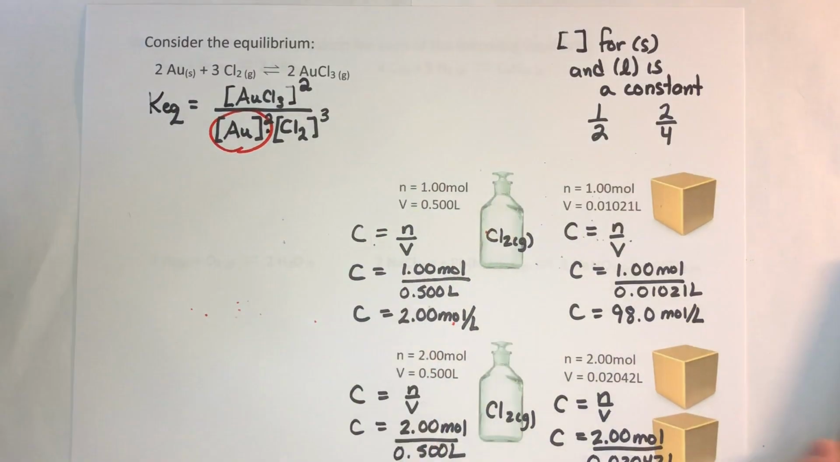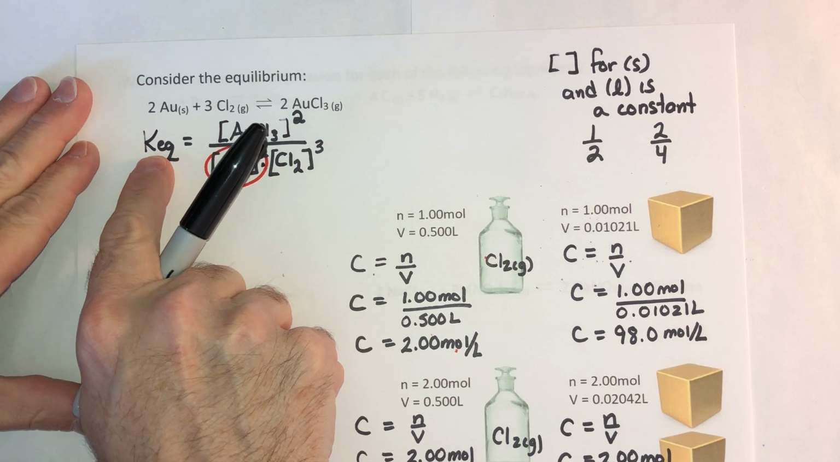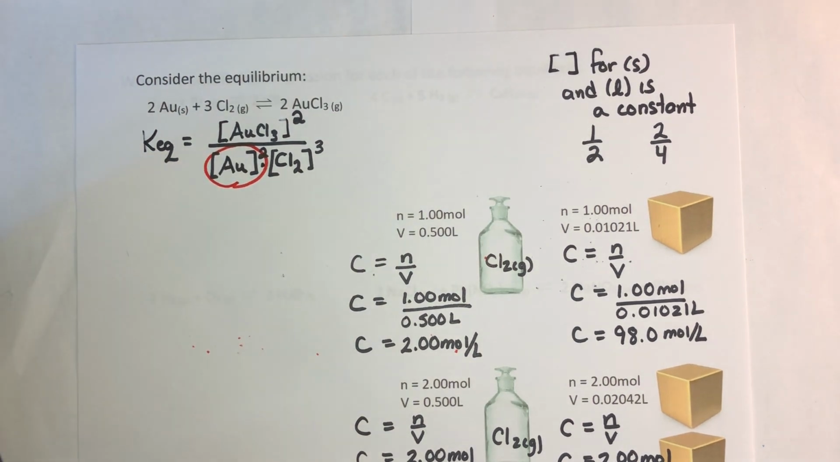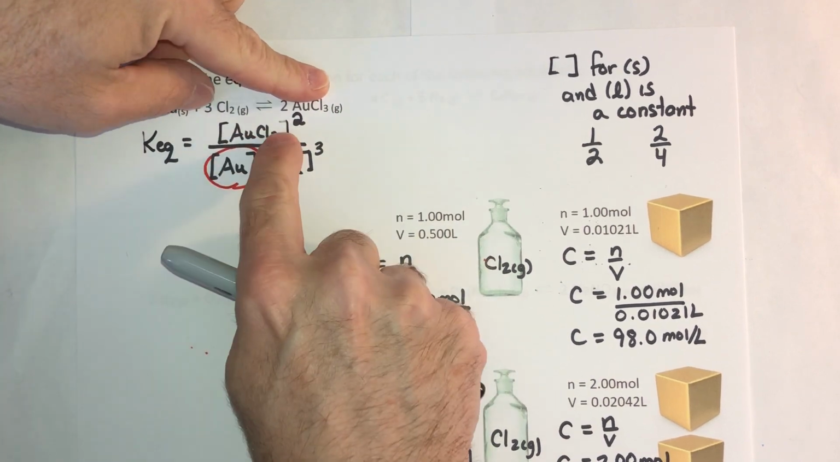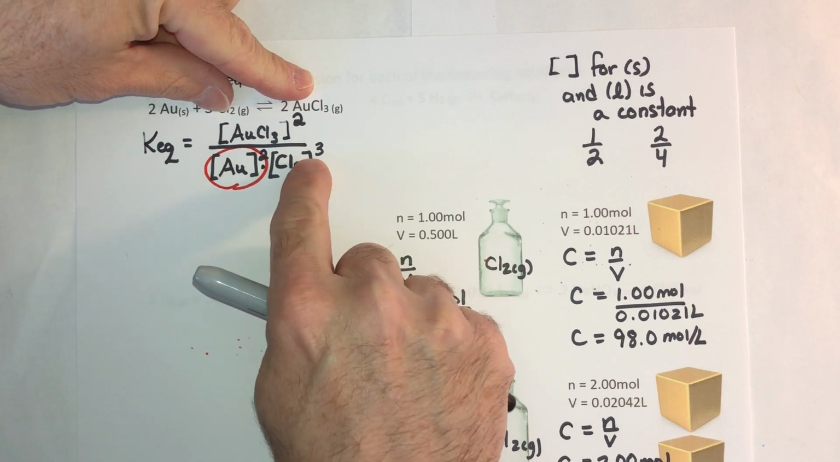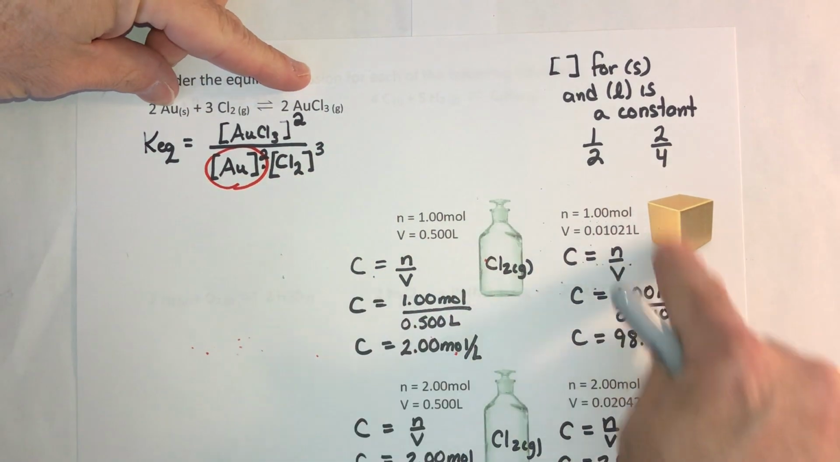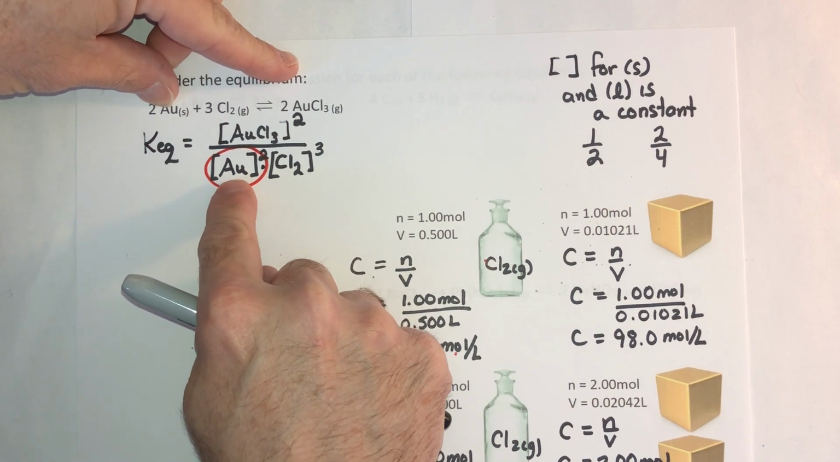All right, so if I look at my expression again, what I've got is a constant over here on the left, which is where I like my constants. I've got this, which is a gas, right? My AuCl3, so that's a variable. My Cl2 is a gas, that's a variable. But my gold is a solid. This concentration never changes. It's going to be a constant.